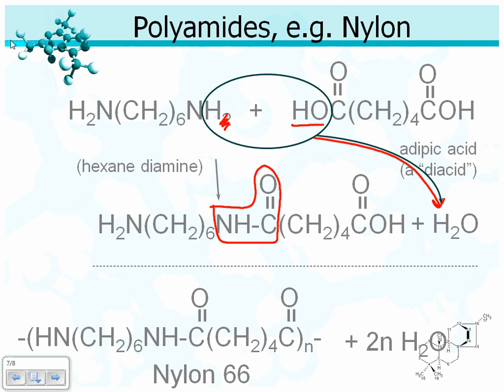Now if we look at this molecule here, we've got a carboxylic acid on one side and an amine on the other side. So I can add either a carboxylic acid on this side and make an amide, or I can add an amine on this side and make an amide. And in both cases, I'm just extending the chain longer and longer and longer.